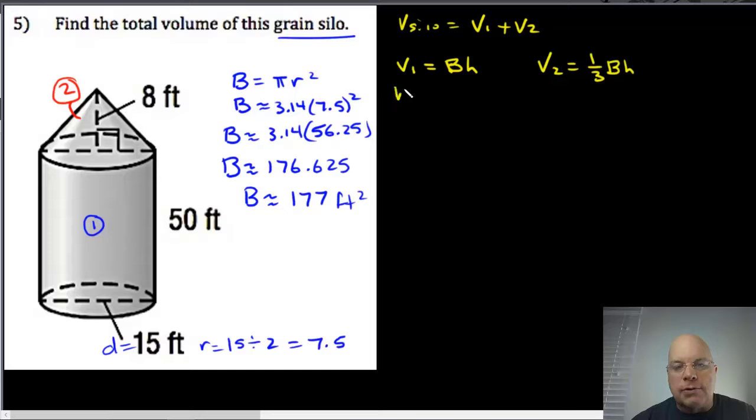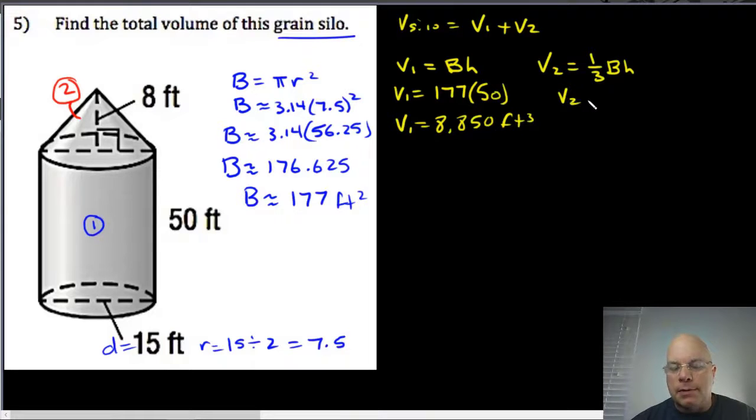We're in a position now to just substitute the area of the base, which we've already calculated. Our estimate is 177. The height of section 1, the cylinder, is 50 feet. And 177 multiplied by 50 is 8,850 feet cubed.